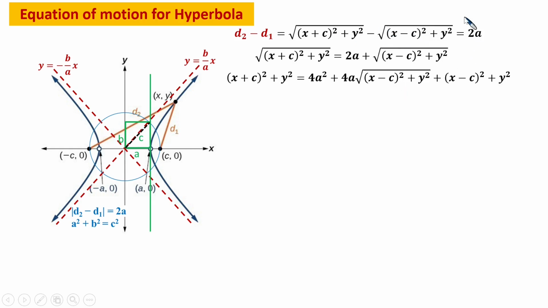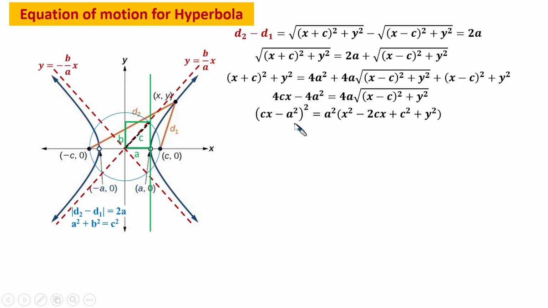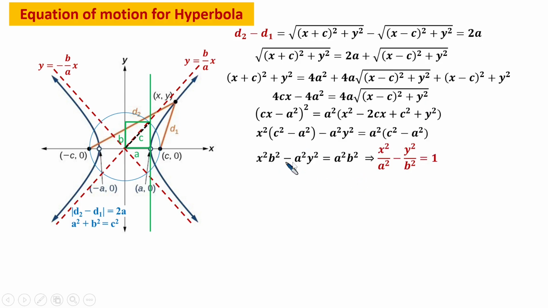You transfer this term to the right hand side and you square it again, like we did last time. This 4 will get cancelled, and certain terms will get cancelled here. Just do it with pen and paper, and then you can rearrange it in this form. This is cx minus a square. Now you square it, so this a square and this square root will go off, and then you simplify this, x square minus 2cx plus c square plus y square. So after simplification you will get this equation, x square b square minus y square a square is equal to a square b square. Now you divide the left hand side by a square into b square, and you will get it. This is the equation of hyperbola.